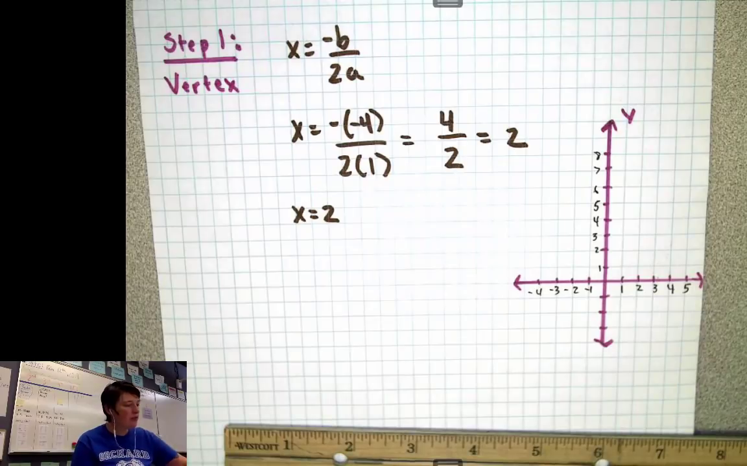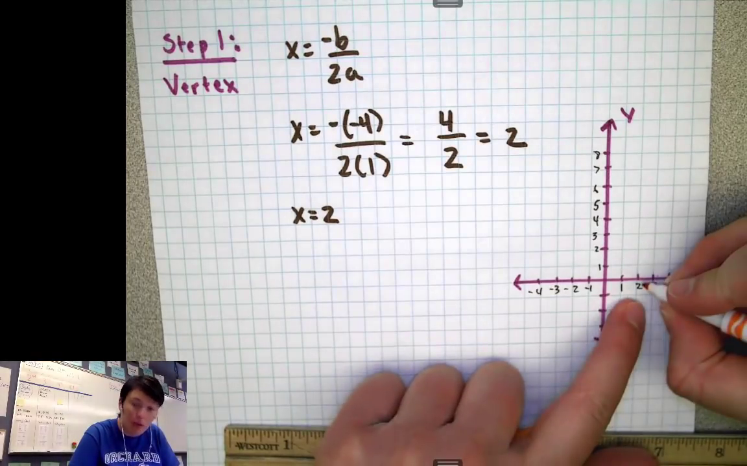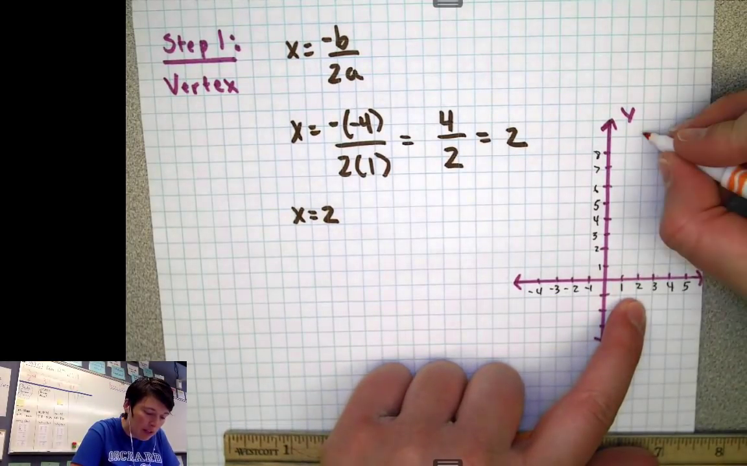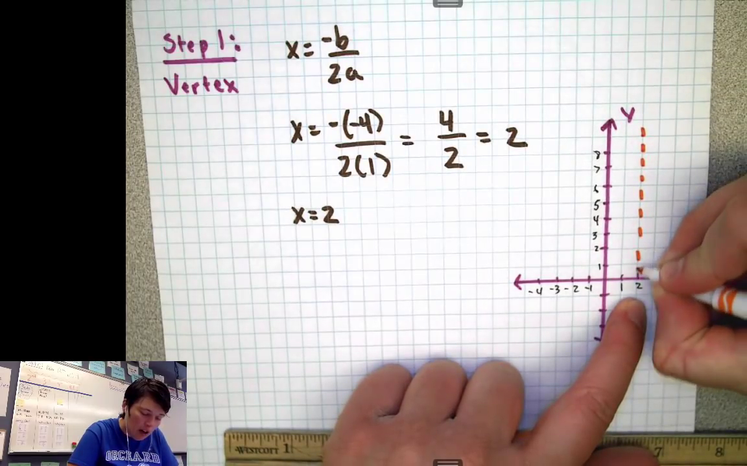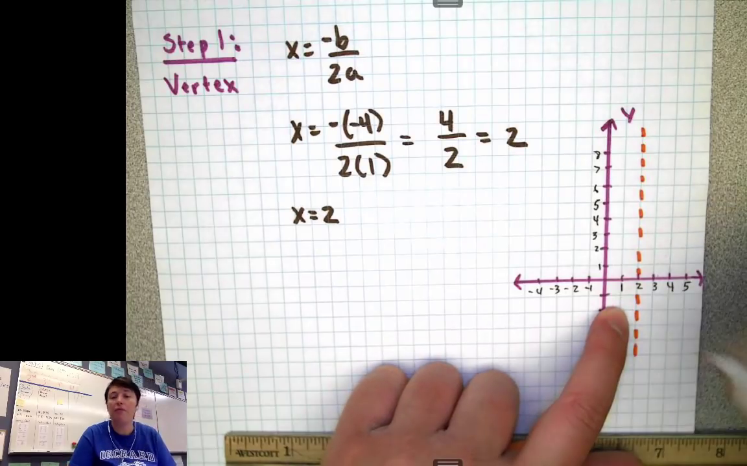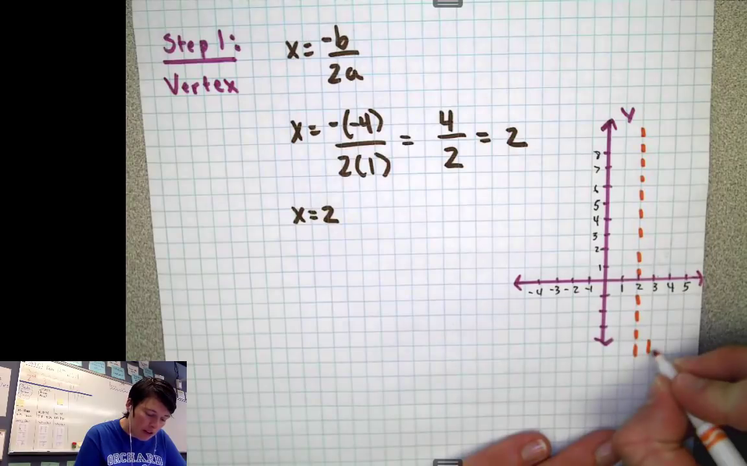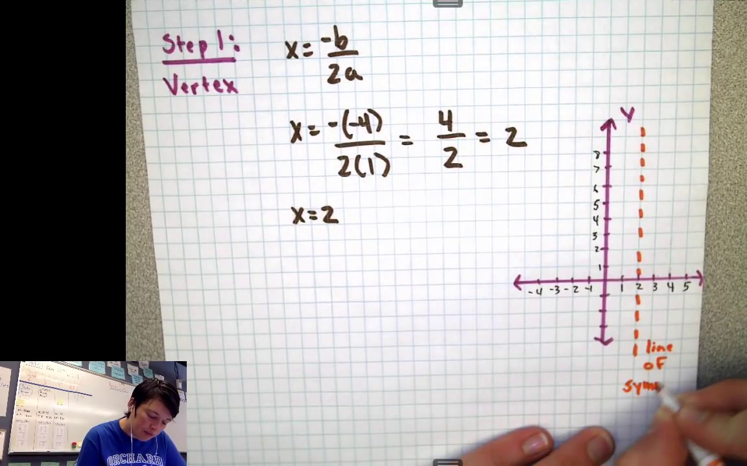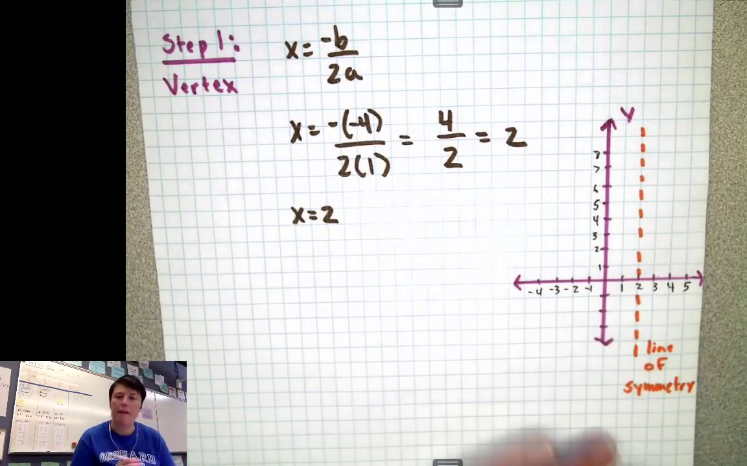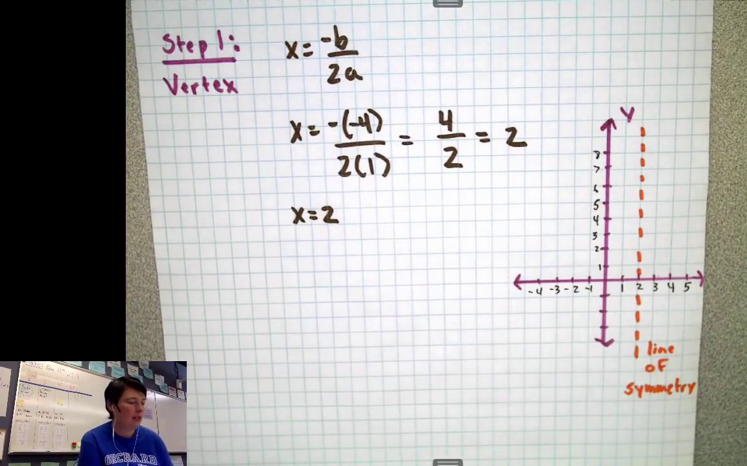Okay, so what did we just find out that's really important to us? Well, we just found out that x equals 2 is the line of symmetry. So here's 2. Here's x equals 2. And to help myself, I'm going to draw my dotted line of symmetry because I already know that's where the graph will fold in half. That's what I just figured out in my first step 1. So I'm going to write line of symmetry, just like that. Okay, so that's step 1.